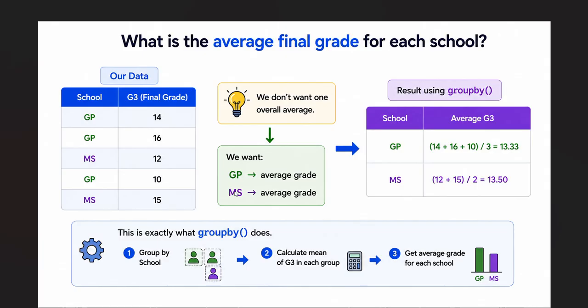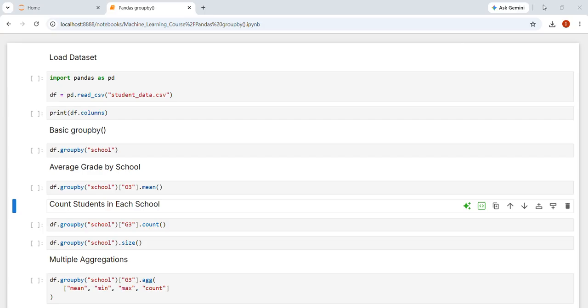Now let us come back to our session. Today we are going to learn group by. The idea is very simple. Group by means it will group similar rows together, then perform calculations on each group. For example, we can group students by school and calculate the average grade for each school. Let us see it in the practical way.